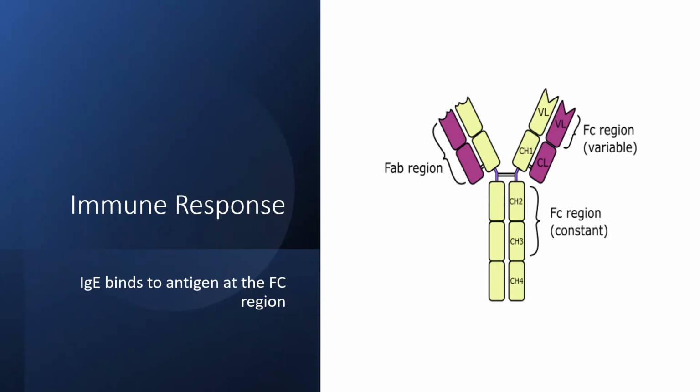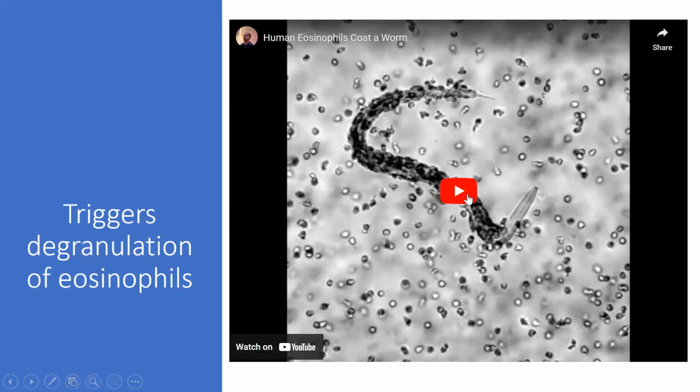One of the major immunoglobulins that respond to helminth infections is IgE. This region up here, this Fc region, is what binds to your helminth, and this marks it for attack. And so here's a video of a bunch of eosinophils attacking a helminth. Looks like a roundworm.